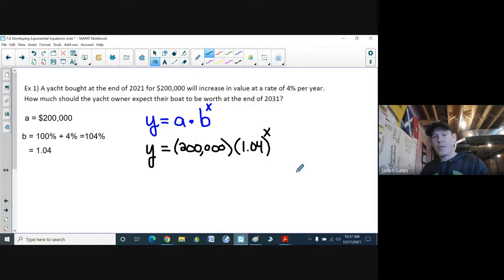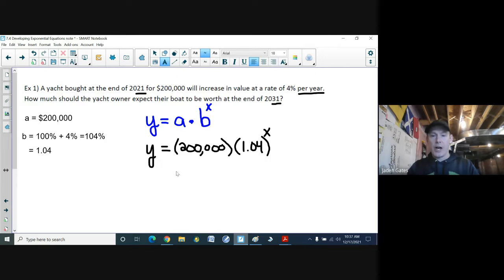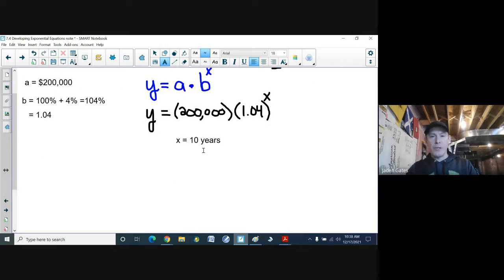Now, we're solving something here because the question says, how much should the yacht owner expect their boat to be worth at the end of 2031? Well, we're going from the end of 2021 to the end of 2031, and this is per year. So our x value is that 10 years have gone by. Because our percentage is per year, our x has to be in years, which it is. So now I'm going to substitute in that x value of 10 into my equation.